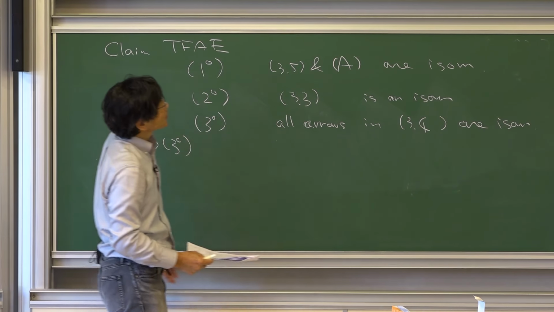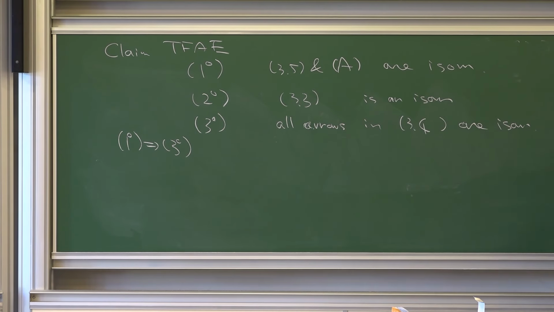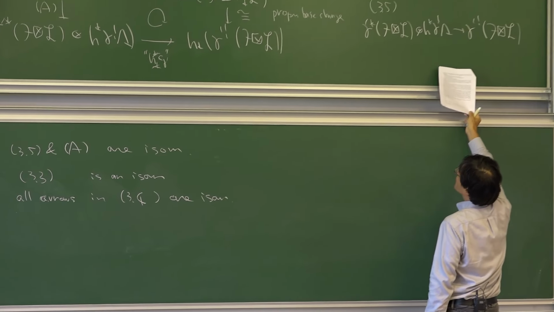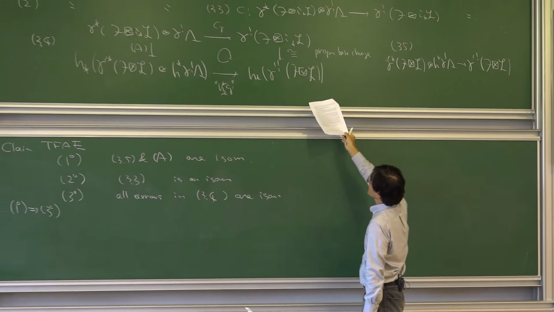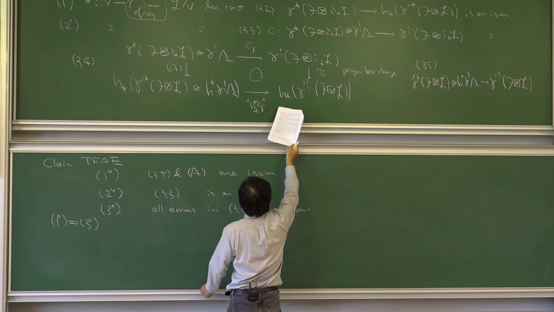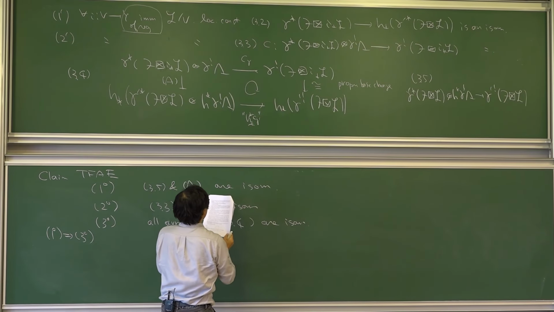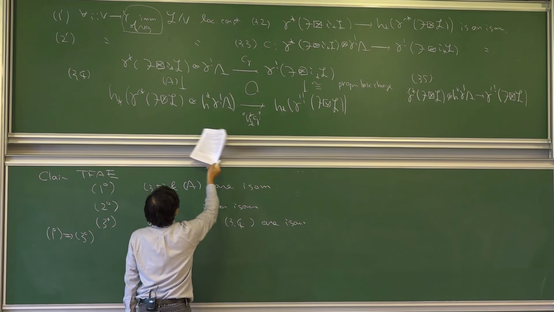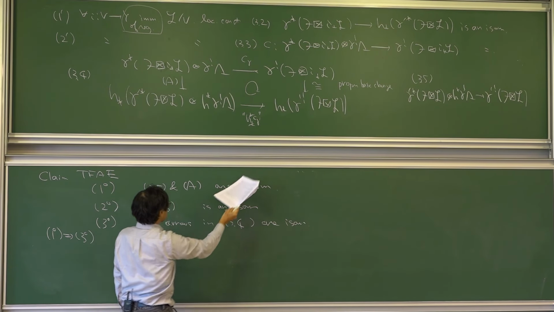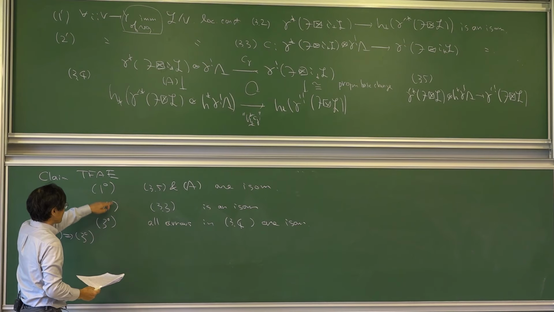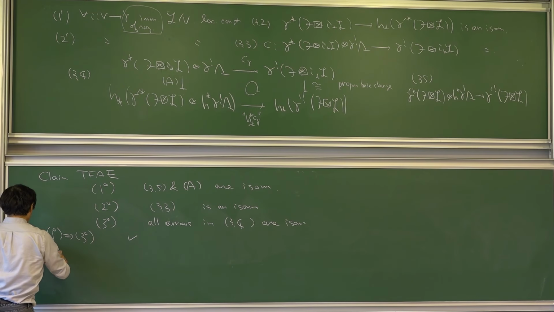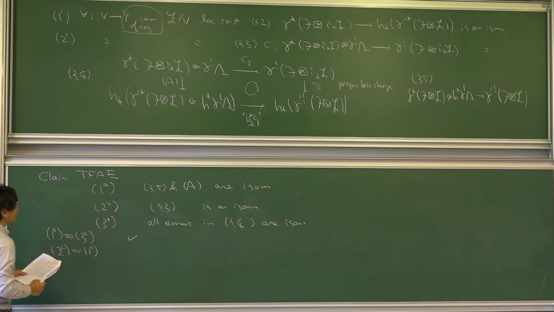So 3.5 is an isomorphism. Because we assume this is an isomorphism before taking H star, after taking H star, of course we have an isomorphism here. Okay. And we also assume that this A is an isomorphism. So yeah, and the diagram is commutative. So this implies 3. Okay. And second implies the first.